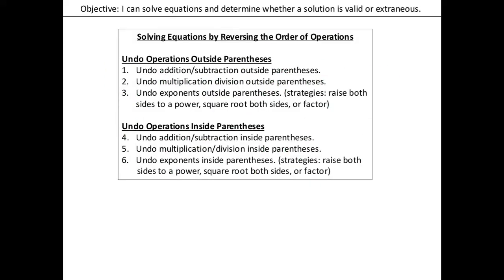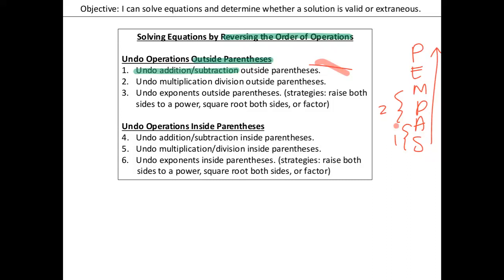So for prior knowledge here, we have solving equations by reversing the order of operations. So remember, this is when I had you do, please excuse my dear Aunt Sally, in reverse. So first we get rid of any addition or subtraction that's outside the parentheses. And then the second thing you want to do is get rid of multiplication or division, anything outside the parentheses that involves multiplication and division.